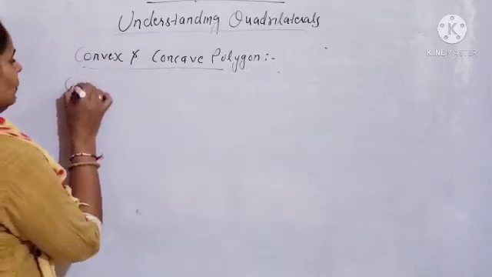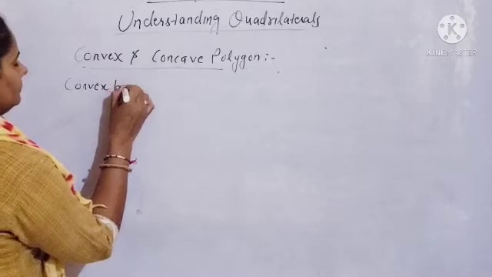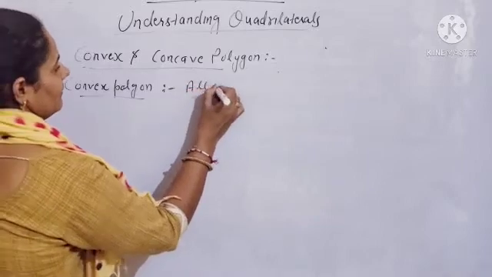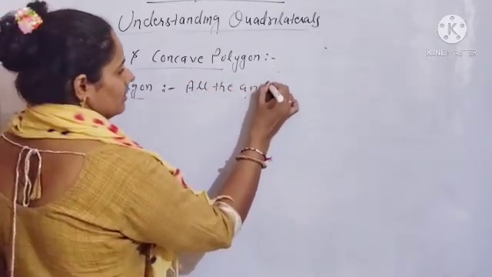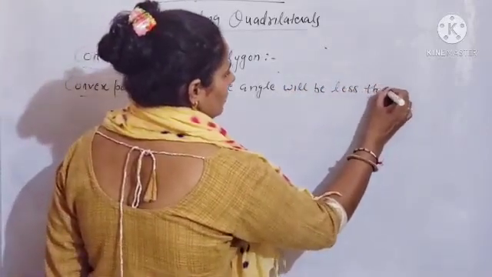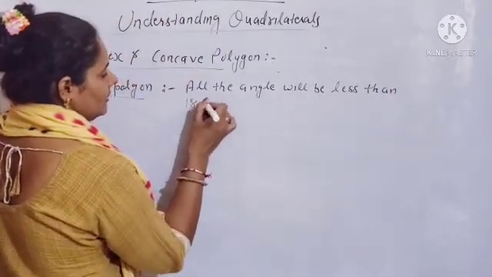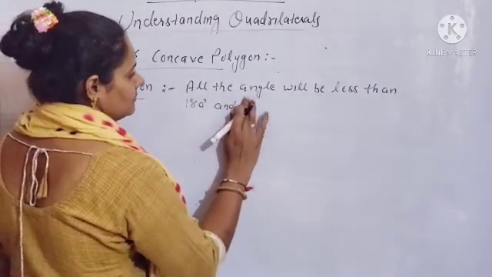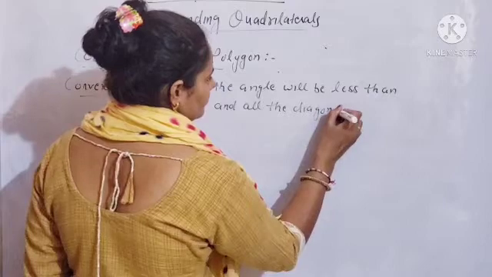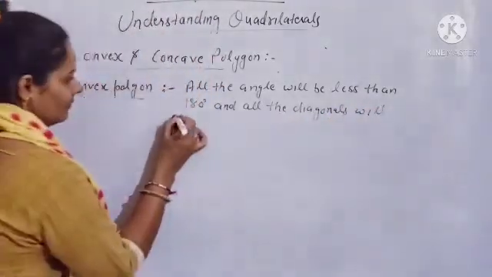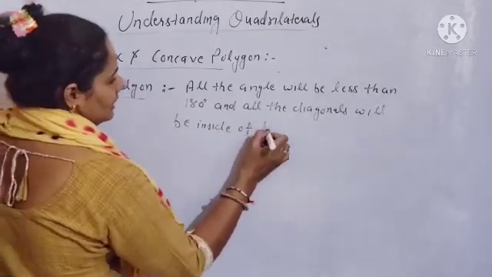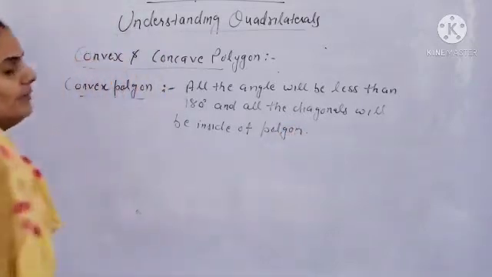So simply you can say beta, in a convex polygon, all the angles will be less than 180, and all the diagonals will be inside of the diagram, inside of the polygon. Clear? So what is the convex polygon?